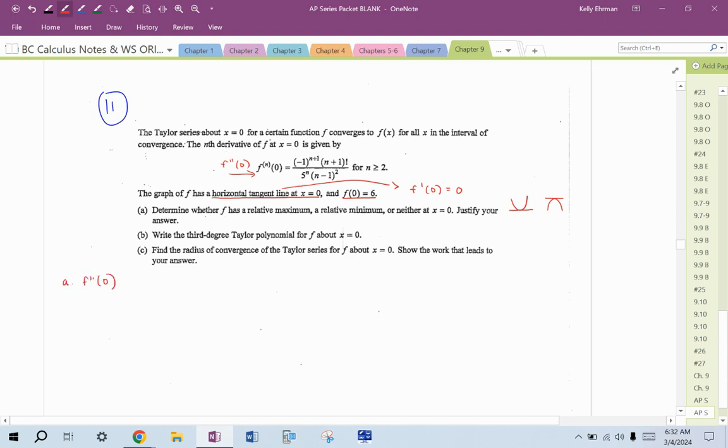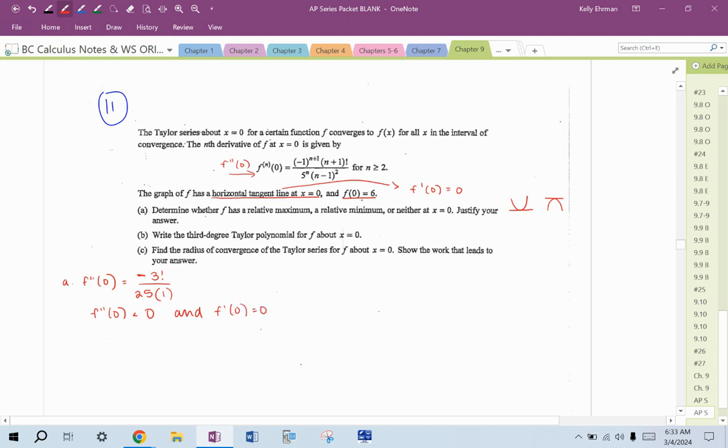So let's see whether the second derivative is positive or negative. So we have a formula here. If we plug in 2, we get negative 1 to the third, so this is negative. And then 2 plus 1 is 3 factorial over 5 to the second, so 25. And 2 minus 1 squared is 1. So the second derivative at 0 is less than 0. And f prime of 0 equals 0.